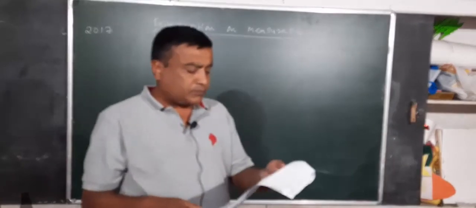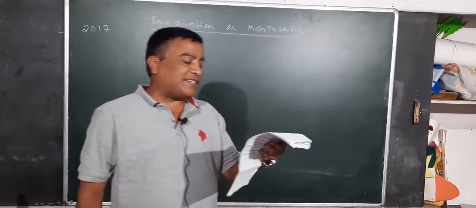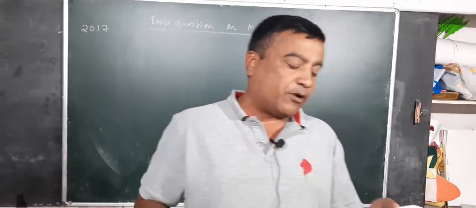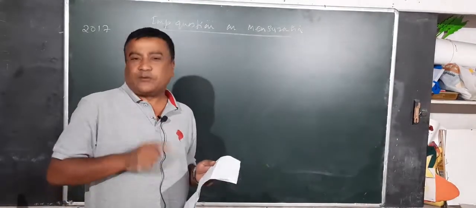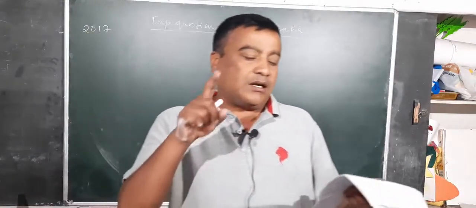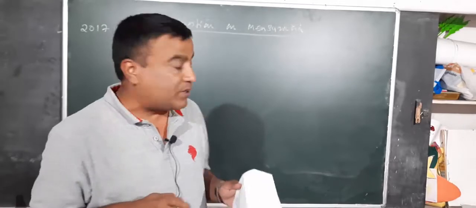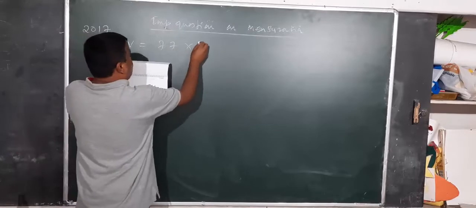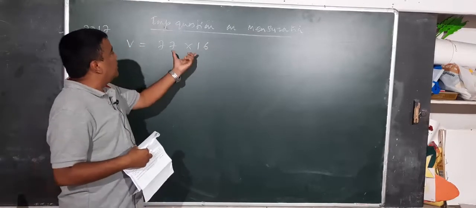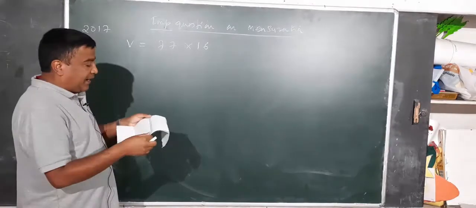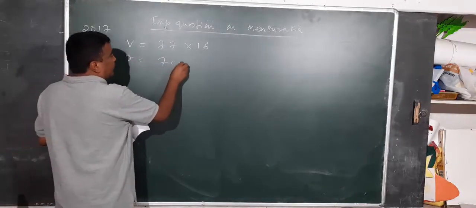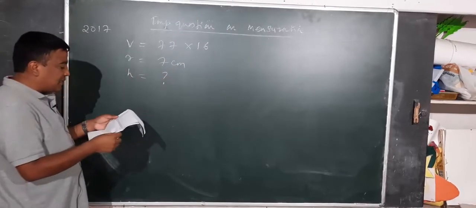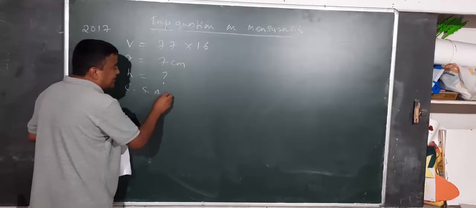In this question, a conical tent is to accommodate 77 persons. Each person must have 16 meter cube of air to breathe. Now this is very important. For one person, the air taken is 16 meter cube, that means the volume will be 77 into 16. Either you multiply this or leave it in this form, it's up to you. The radius is 7 meter. Find the height of the tent. That means you have to find out the height as well as the curved surface area.